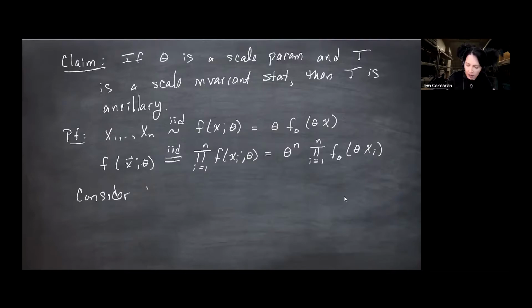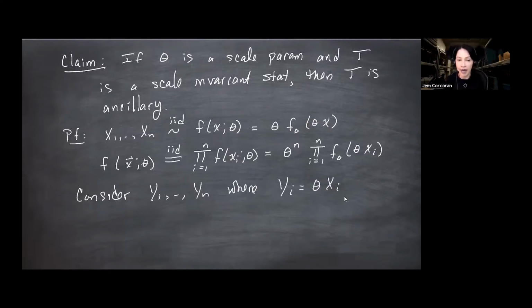Okay, so I'm going to consider a new vector of random variables, y1 through yn, where yi is defined as theta times xi. So these are also going to be IID. And if we work out the joint PDF for these guys, so the joint PDF for the y's is going to be, I guess I need just a little bit more notation.